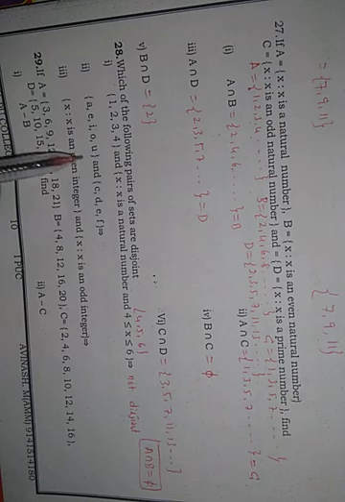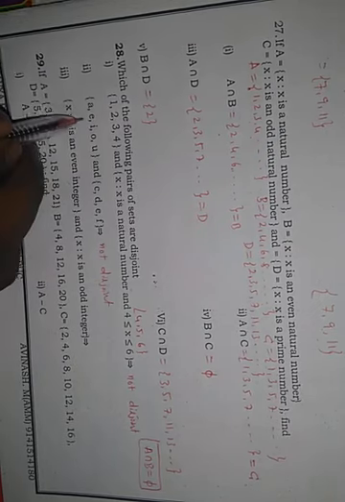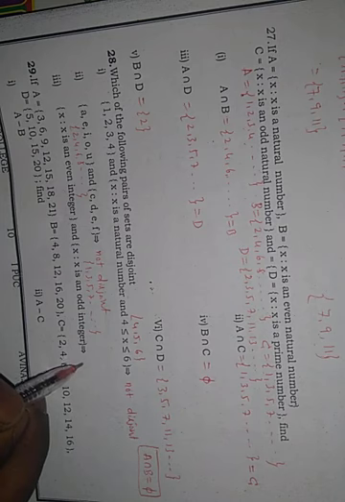{a, e, i, o, u}. E is common to both sets, hence it is not disjoint. X is an even integer, that is 2, 4, 6, 8 and so on. X is an odd integer, that is 1, 3, 5, 7 and so on. Now we can say directly the common elements are empty. So it is a disjoint set.